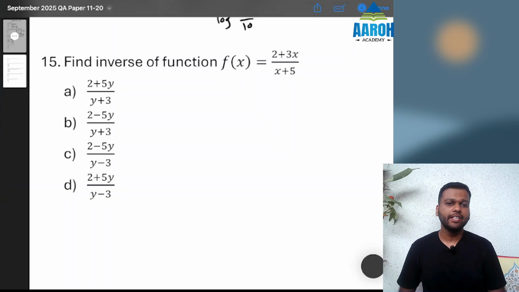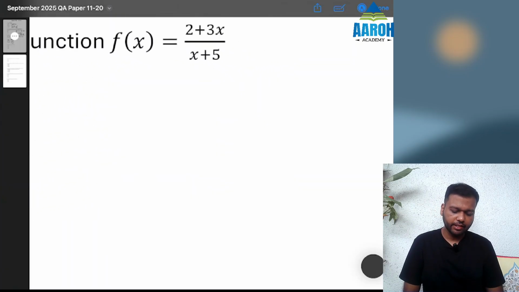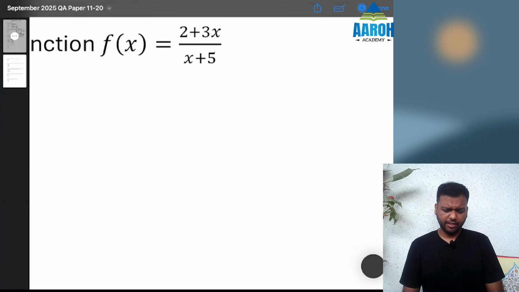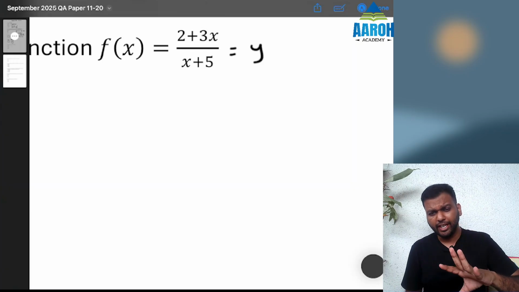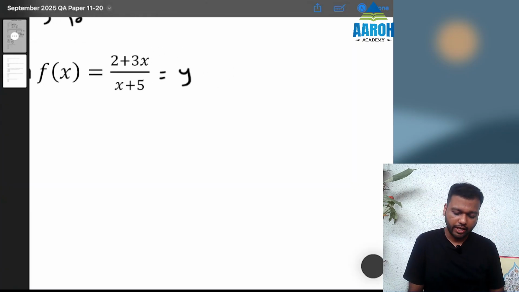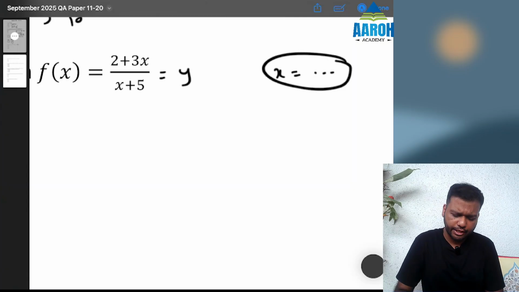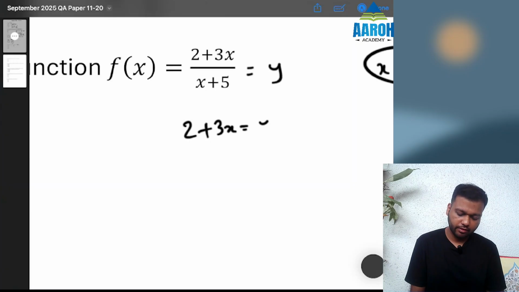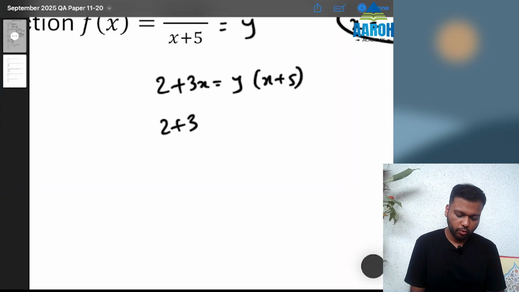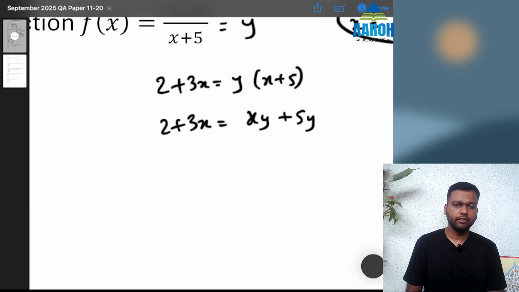Okay, so question 15 is find inverse of function f(x) is equal to this. Inverse is a very easy process. You just set it as y, and now we have to rearrange everything so that we get x is equal to something. Let's try. Can I take x plus 5 to right hand side? So it will be 2 plus 3x is equal to y into bracket x plus 5, right? Let's open the bracket. 2 plus 3x is equal to xy plus 5y, right?